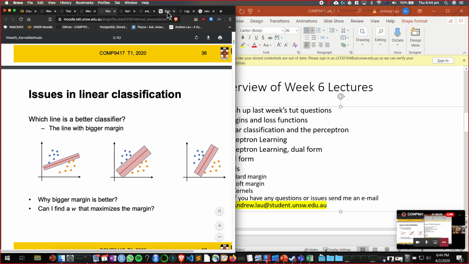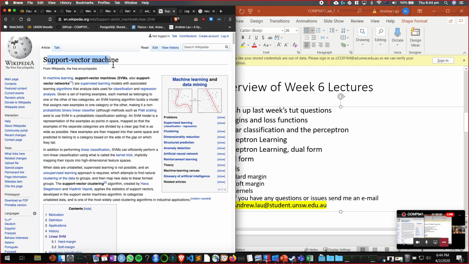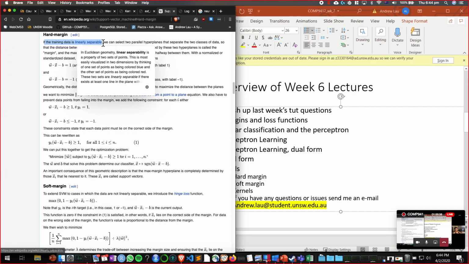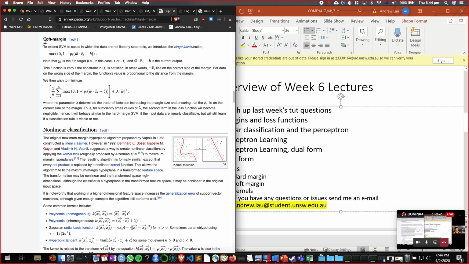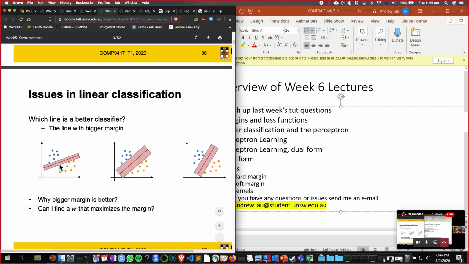What they call this is a hard margin classifier. Here's the support vector machine on Wikipedia, so super official. Hard margin classifier, so it has to be perfectly linearly separable. Later on, we'll talk about soft margin, which allows for errors, for misclassification. But for now, we start with the hard margin. I think we agree that we want to maximize the size of the road, the size of the margin.